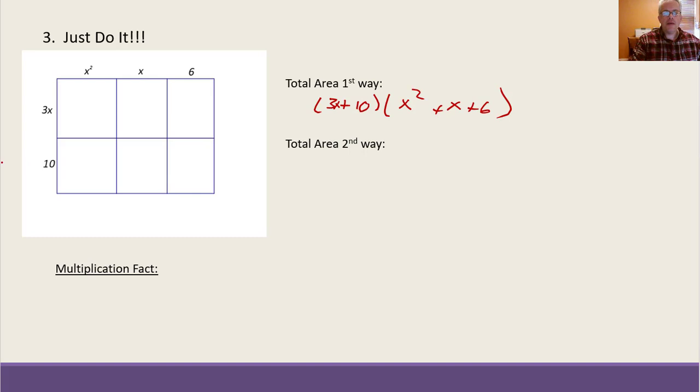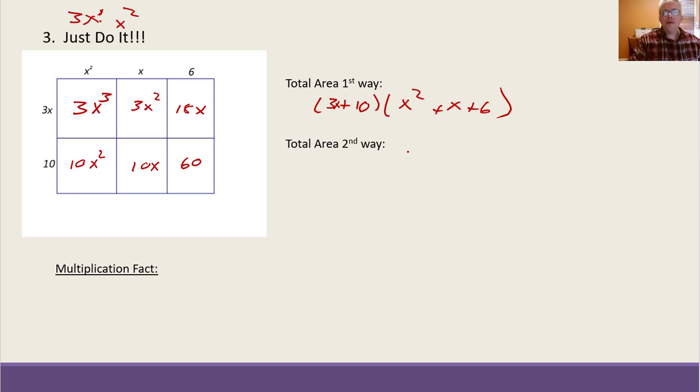All right, let's find it the second way. 3x times x squared is 3x to the third. When we multiply powers of x, we add exponents. So 1 plus 2 is 3. All right, 3x times x is 3x squared. 3x times 6 is 18x. And let's multiply these down here. 10x squared plus 10x plus 60.